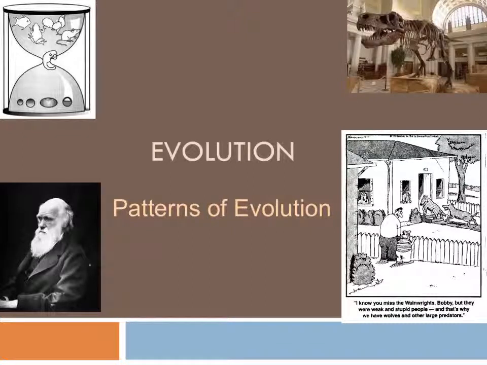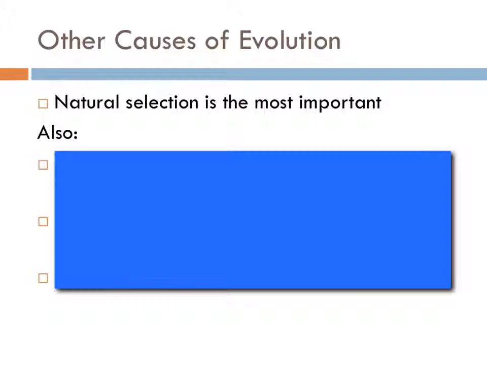Alright, here we go with the last set of notes on our evolution unit, this one on the patterns of evolution. So we'll talk about some other drivers of evolution and talk about some of the different ways that organisms evolve relative to each other. Before we get too far into the other patterns of evolution, I just want to talk a little bit about some other things that can cause evolution.